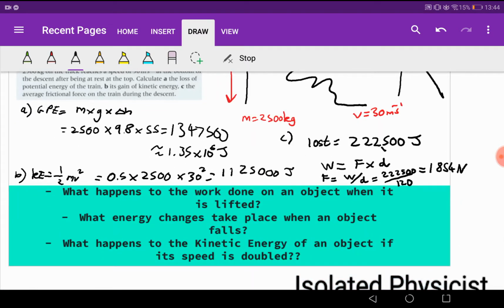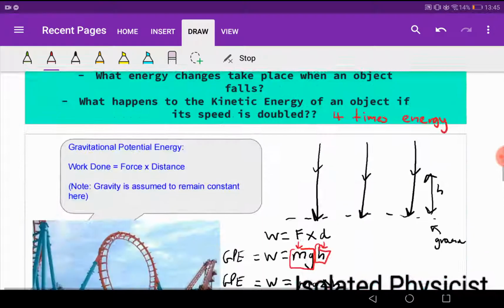So, hopefully, in this lecture you've learned you can answer the questions: what happens to the work done on an object when it is lifted, when it goes from its store into gravitational potential, what energy changes take place when an object falls, when it goes from gravitational potential into kinetic, what happens to kinetic energy in an object if its speed is doubled. So hopefully they're all answered for you.